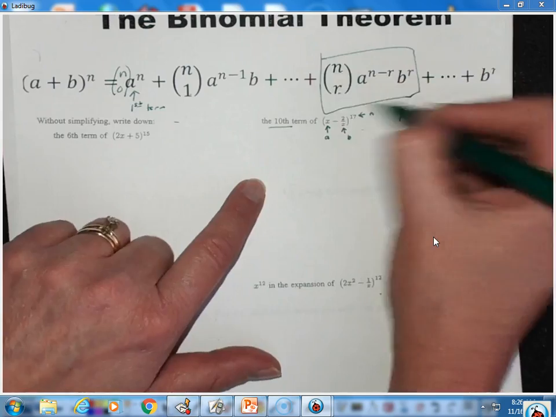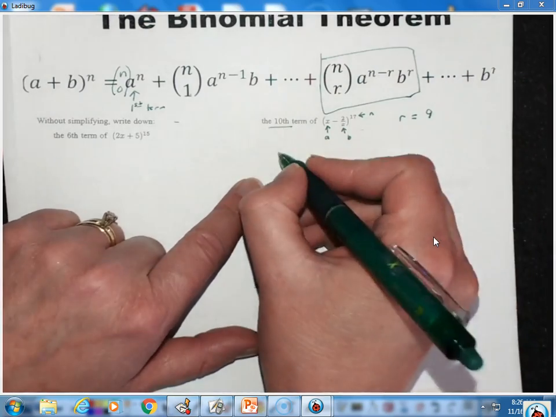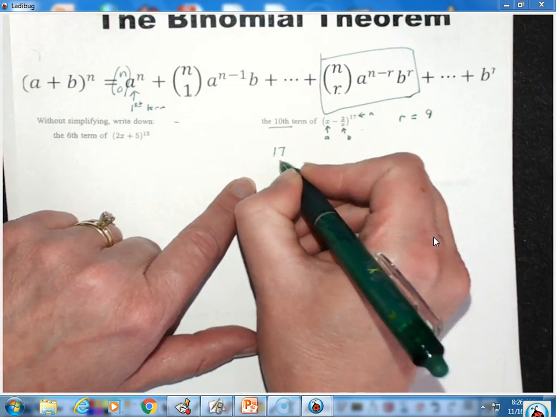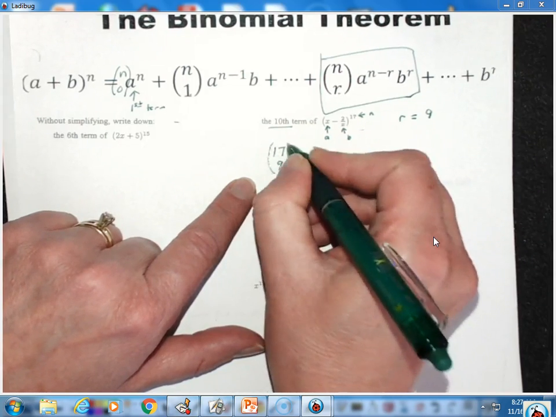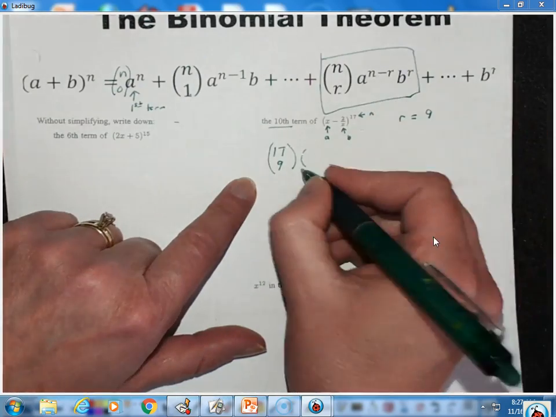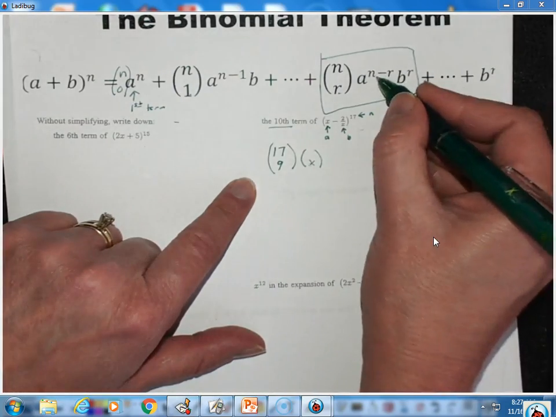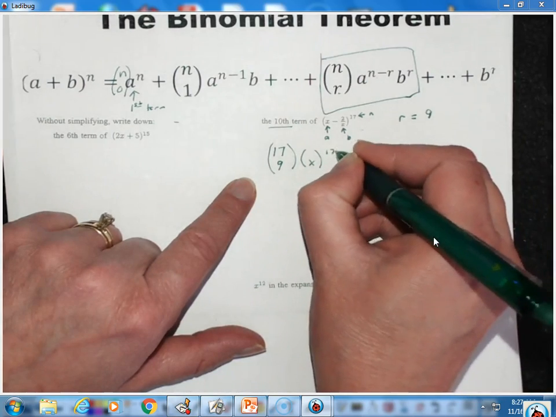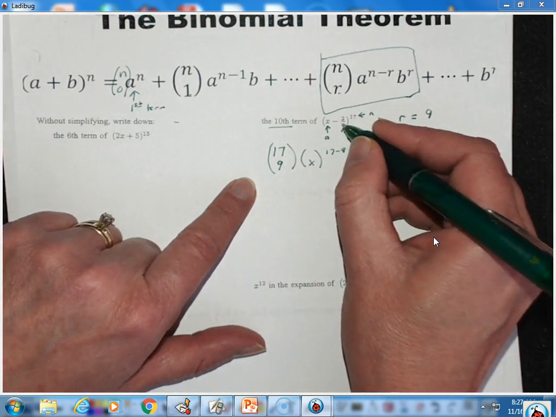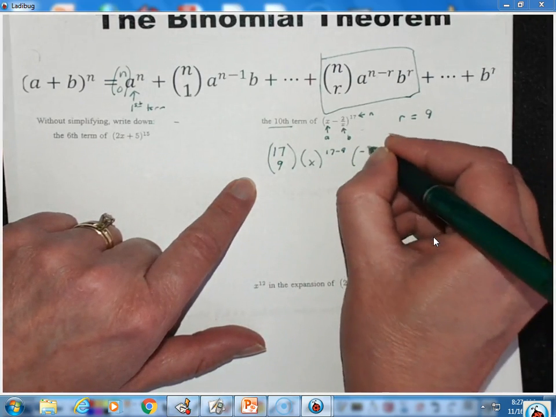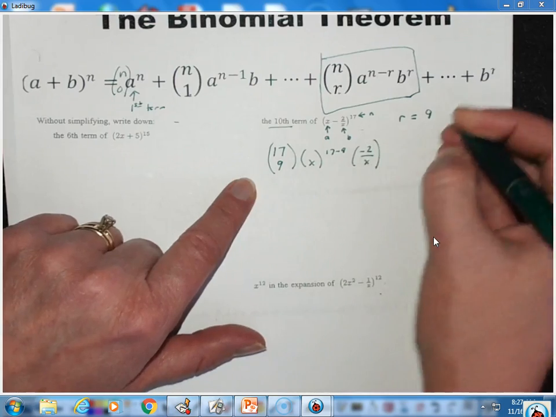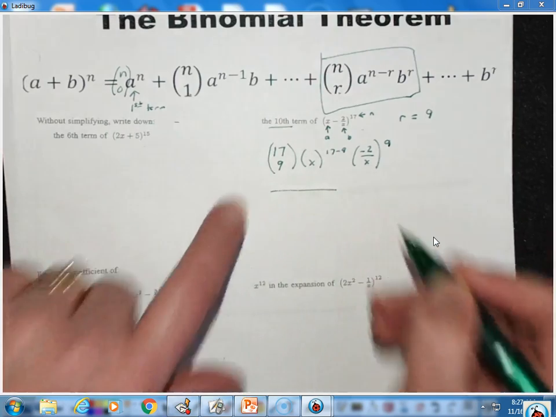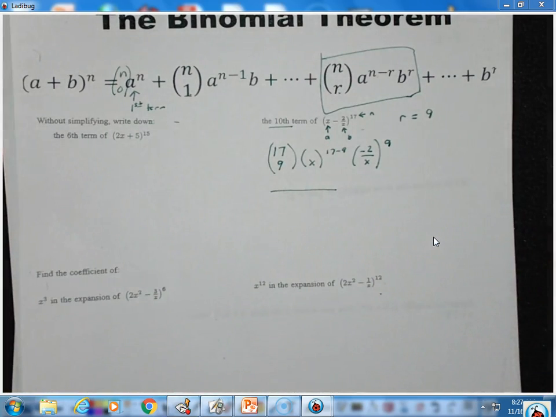And I'm just going to take this general term. This is my favorite part of this formula. Okay, so I'm going to do n things taken r at a time. So 17 things taken 9 at a time. I'm going to take my a, which is x, raise it to the n minus r. Okay, so 17 minus 9. And then if there's a negative there, you've got to include it. So it's going to be negative 2 over x raised to the what? Perfect. Okay. Who wants to help out with 17 things taken 9 at a time?